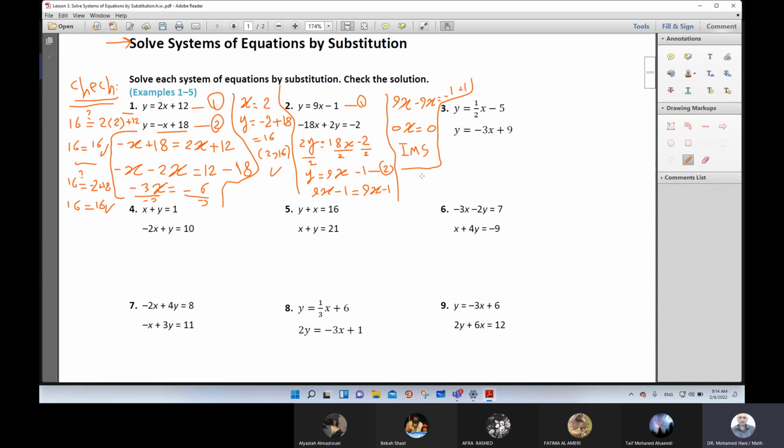Right. I want from all of you, you have 5 minutes. Try to find the common solution between the two system equations, please. Then tell me what is your answer. Number 3.